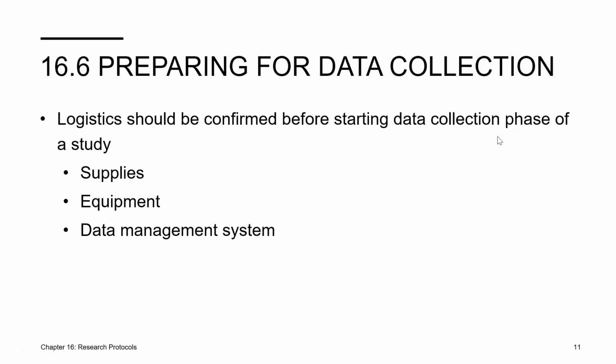And some of the things that need to be considered are supplies, equipment, and data collection management systems. This could be software, and it could be purchased, things like SPSS, or it could be software that you already have, like Microsoft Excel or PowerPoint or Microsoft Word. So these are all things that should be accounted for and thought about when preparing for data collection.